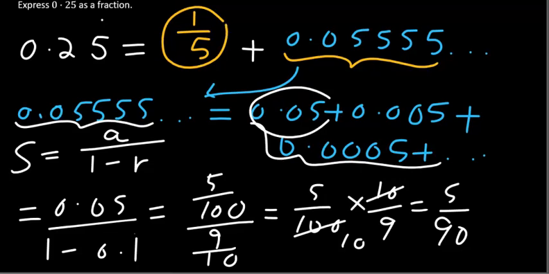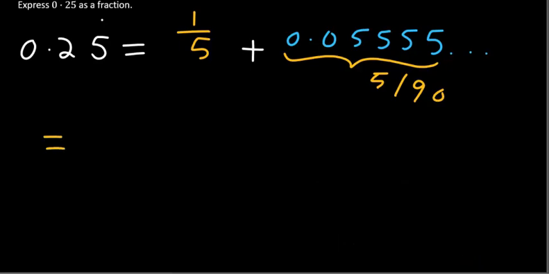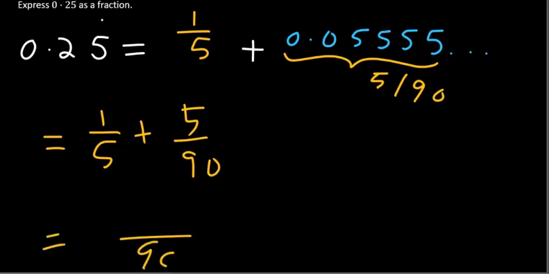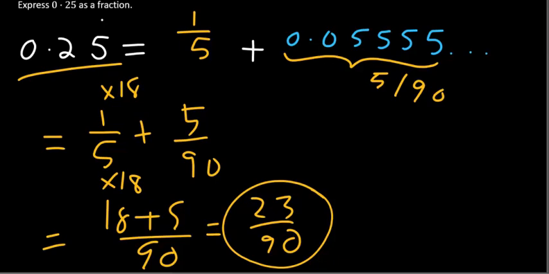The fraction is this plus that. So having determined this as 5 over 90, we can add the two fractions. 1 over 5 plus 5 over 90 equals, so this is times 18, that is times 18, so 18 plus 5, which is 23 over 90. So that is the final answer for that number in the form of a fraction.